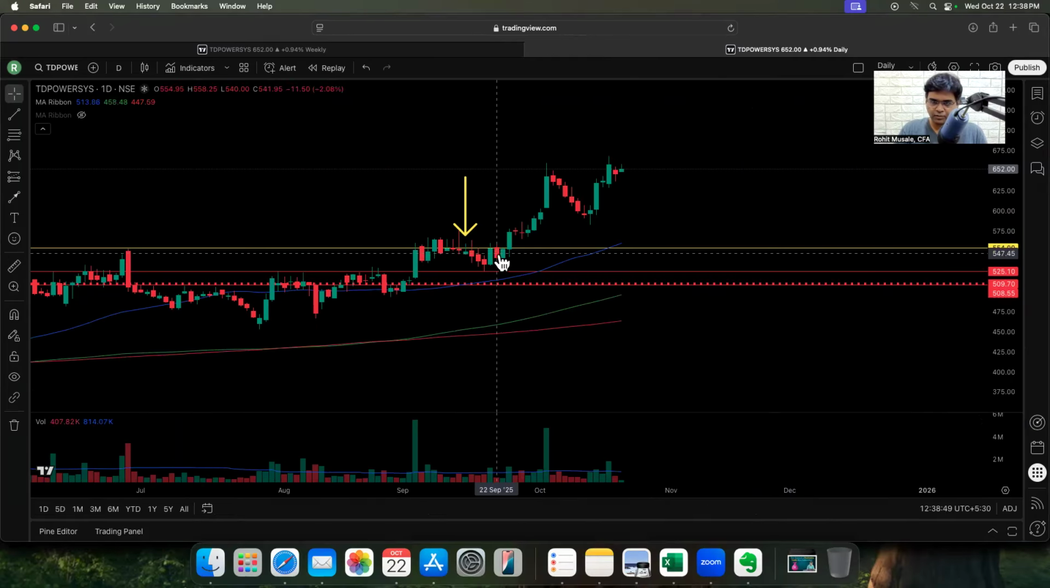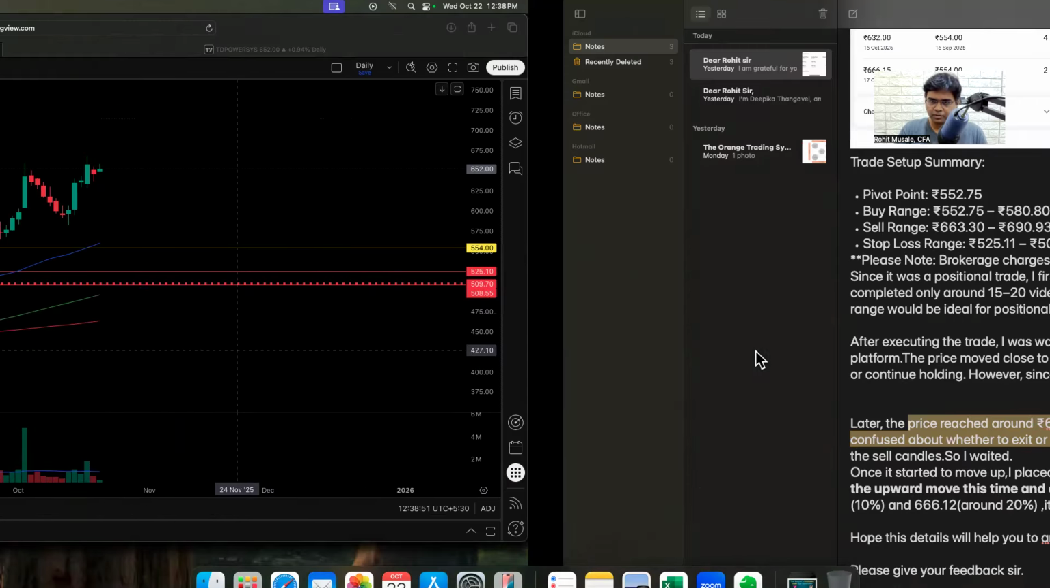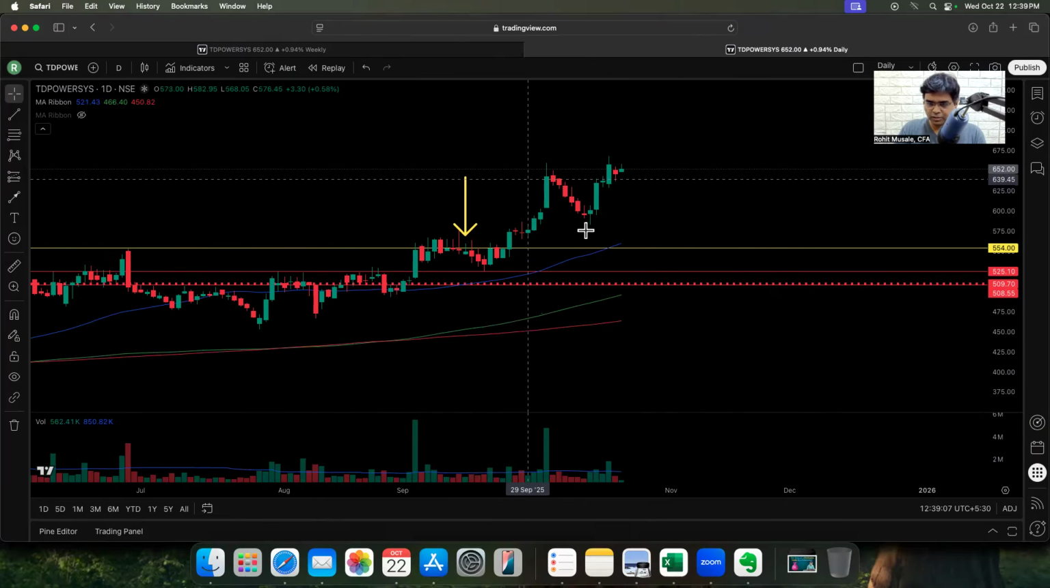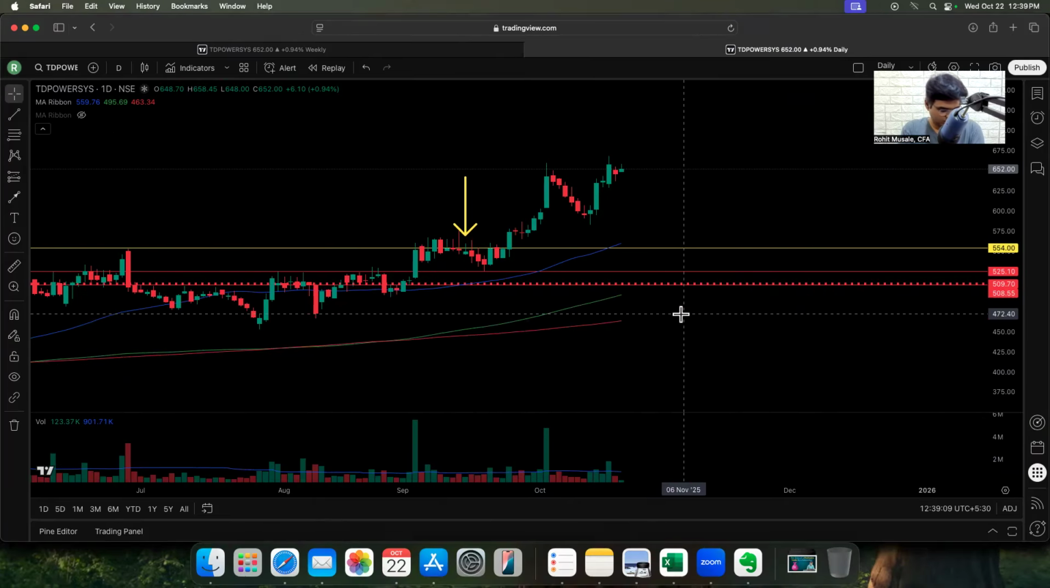Thankfully, the stock recovered before hitting her stop loss. But then there were continuous negative candles for almost a week, and again I got confused about whether to exit or hold the position, but the volume was below average and volume was decreasing despite the sell candles, so I waited. So you notice here she is talking about, see, all of this information coming from a beginner.